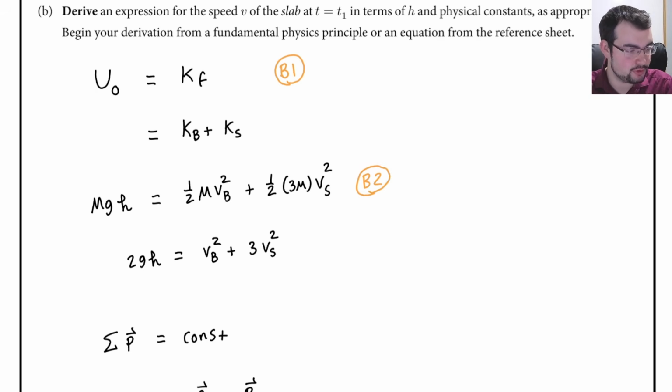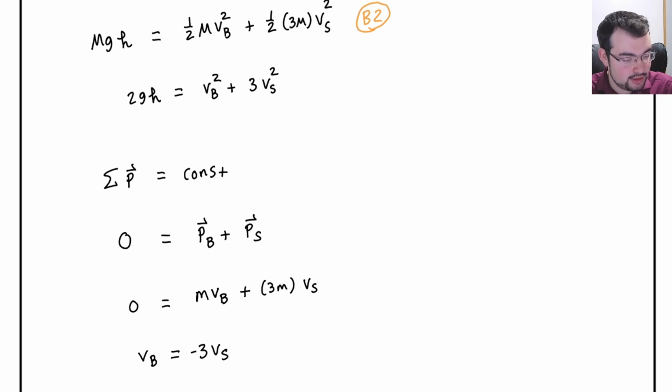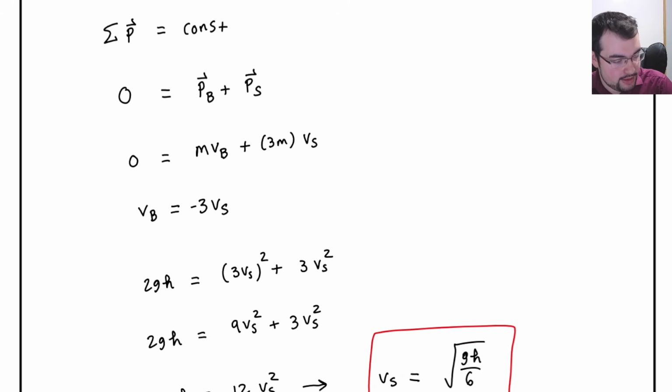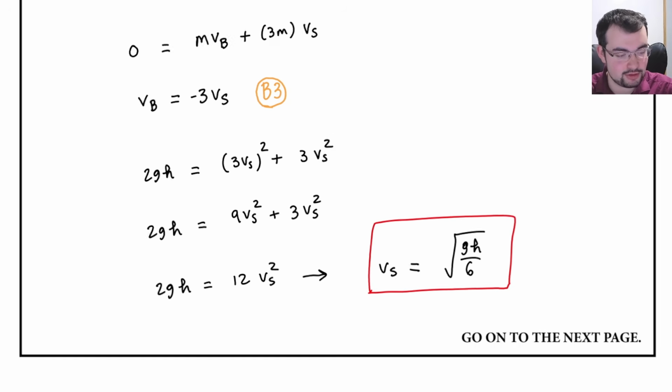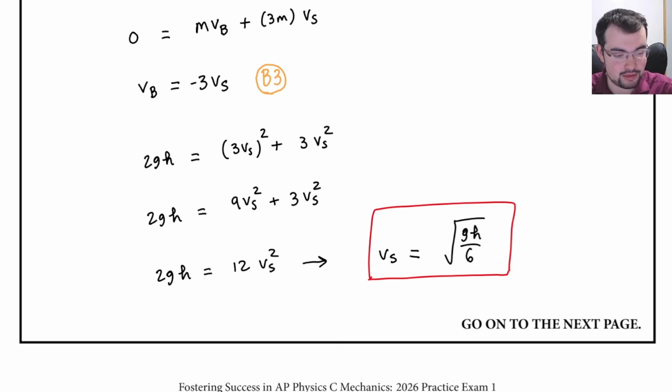I think actually if you write this, I believe you would also get B2. I don't know if you need to have it substituted in or not. But the key with B2 is understanding that the slab and block each contribute to the kinetic energy. To get B3, you have to come up with the 3-to-1 relationship between the velocities. Of course, you could flip it the other way, and that's totally fine. You could say the slab is 1/3 of the block.